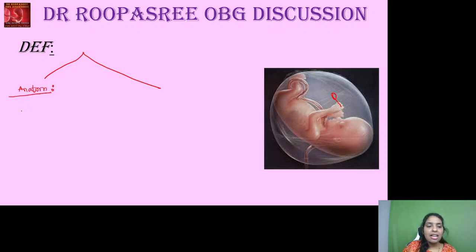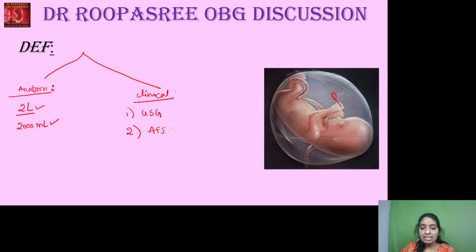That is, if the amniotic fluid is more than 2 liters or 2000 ml. So anatomical means we are looking at it structurally. So it is more than 2 liters or 2000 ml. Now we'll see clinically. Clinically, first of all, how will we measure it? With the help of a sonographic machine, ultrasound, right? So it is defined as, if the amniotic fluid index is more than 24 centimeters.